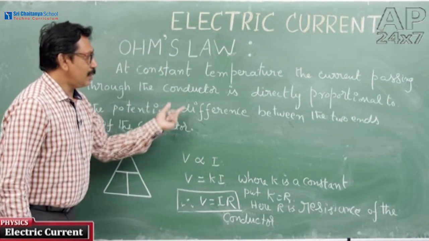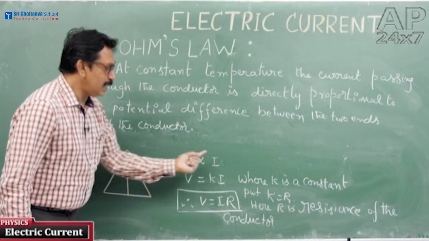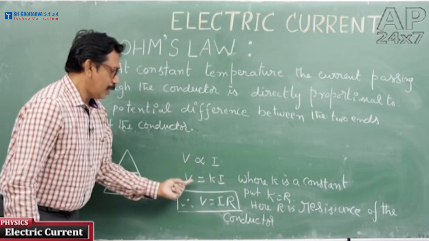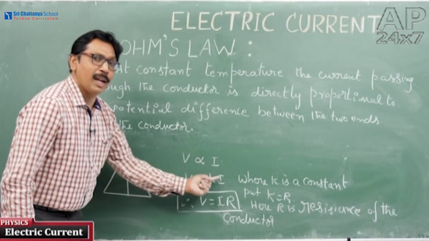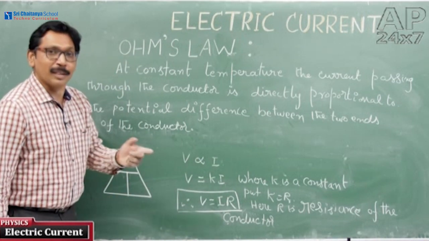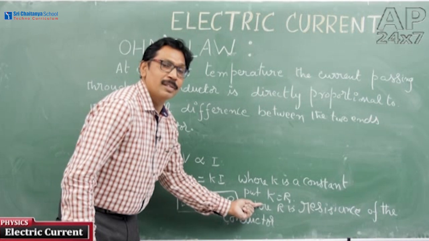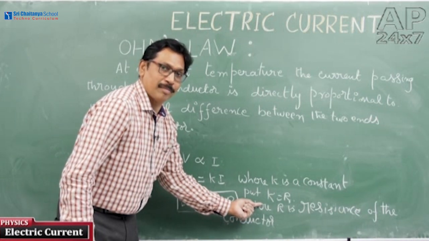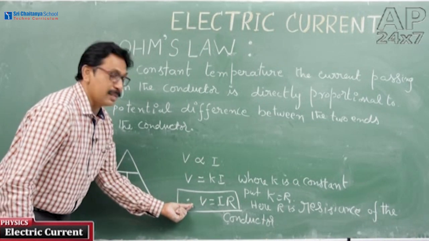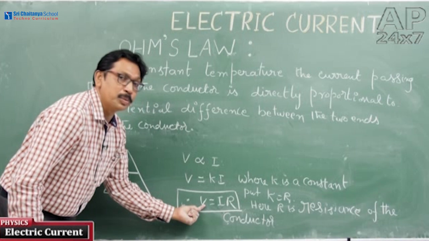As the statement follows like that, I am writing that in terms of an equation. V is directly proportional to I, and V is equal to K into I, where K is a proportionality constant. Put K is equal to R. Here R is called the resistance of the conductor. Therefore, Ohm's law can be written in the form of a formula as V is equal to IR.